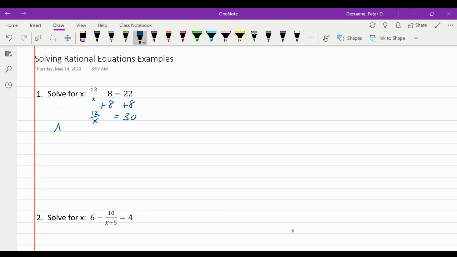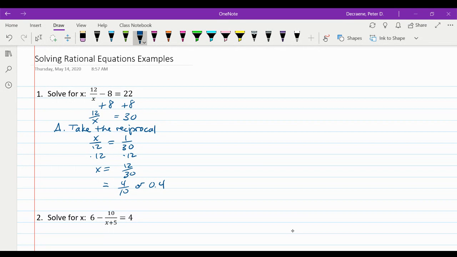There's two ways to do this. One is to take the reciprocal of both sides. If we take the reciprocal of both sides, that just means we flip the fraction over, right? So that becomes x divided by 12 equals the reciprocal of 30, which is 1 divided by 30. And now we can multiply both sides by 12, and we get x equals 12 divided by 30. And you can simplify that fraction if you want. They're both divisible by 3, and I get 4/10 or 0.4.